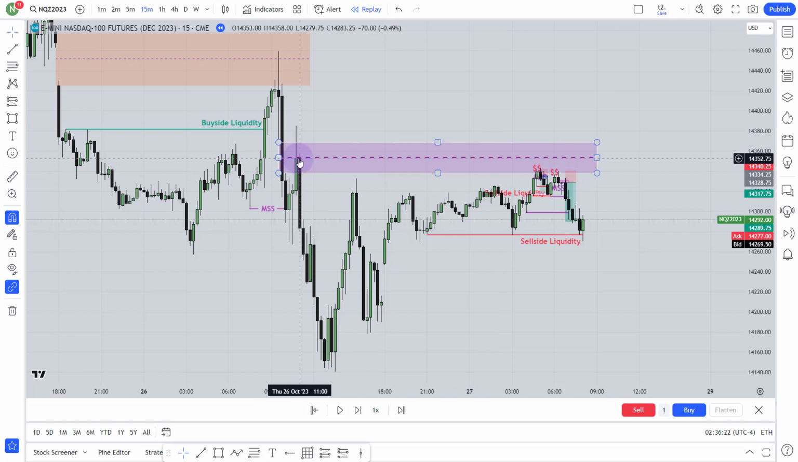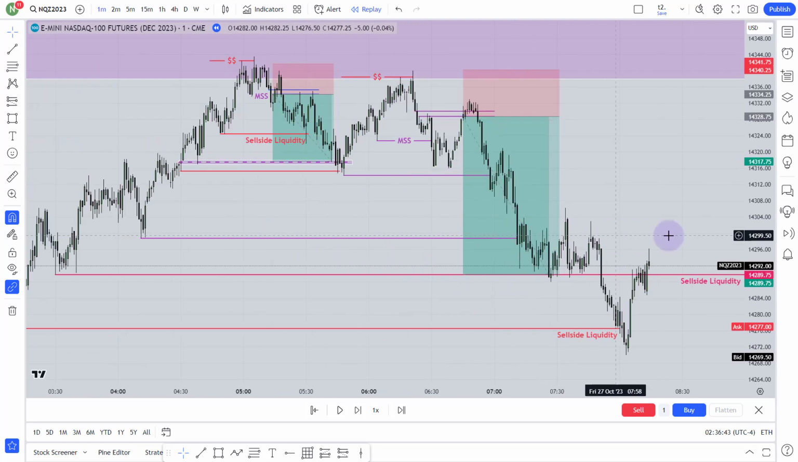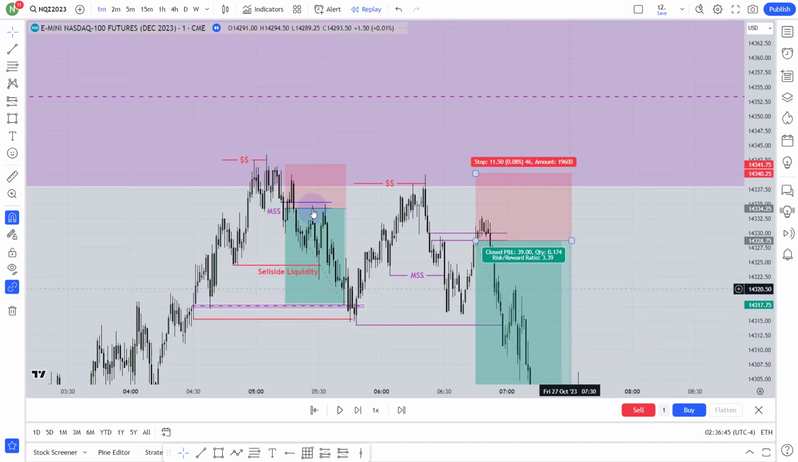It has to reject from the consequent encroachment in the 15-minute chart. If you go to the 1-minute chart, you will see the rejection in the 1-minute chart as well. And when it rejects this fair value gap, I will wait for it to come back again to the lower part of this fair value gap. When it comes back to the lower part, I will wait for the setup in the 1-minute chart.